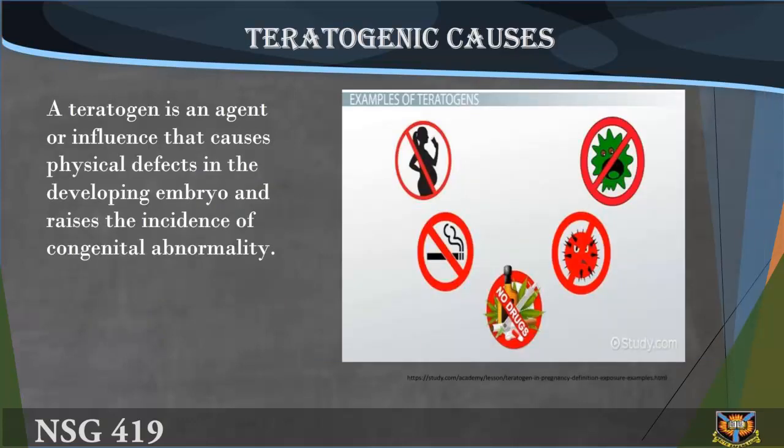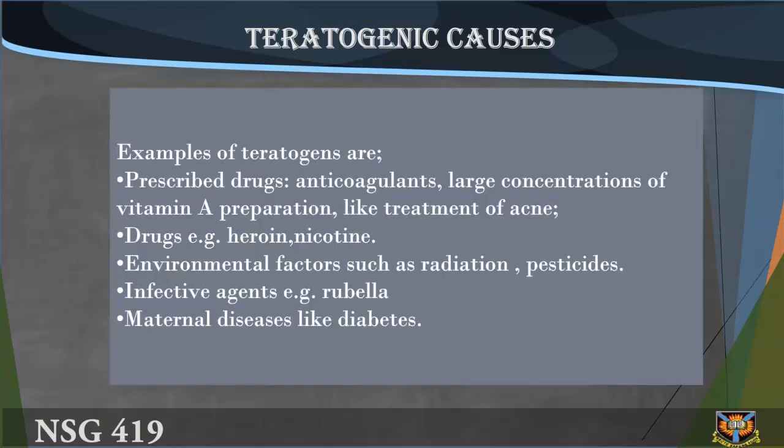Teratogenic causes. A teratogen is an agent or influence that causes physical defects in the developing embryo and raises the incidence of congenital abnormality. Examples of teratogens are prescribed drugs, anticoagulants, preparations containing large concentrations of vitamin A, like those used for treatment of acne. Drugs used in substance abuse, e.g. heroin, alcohol, nicotine. Environmental factors such as radiation and chemicals like pesticides.